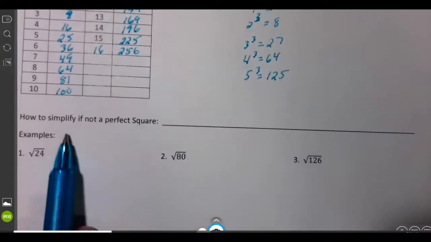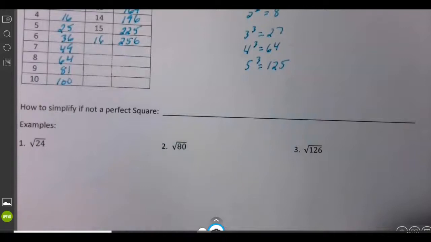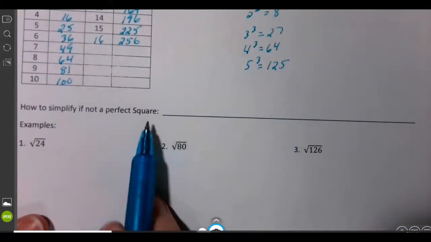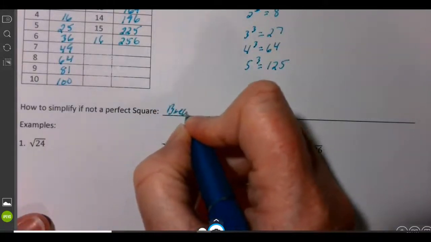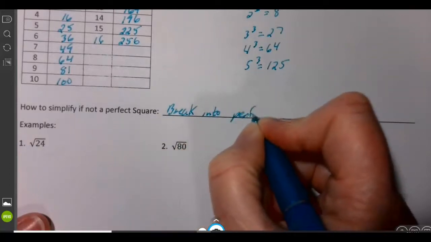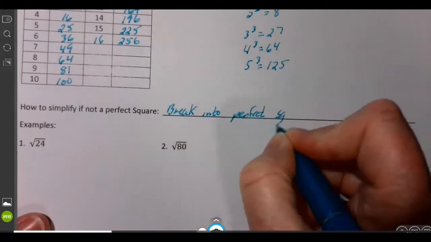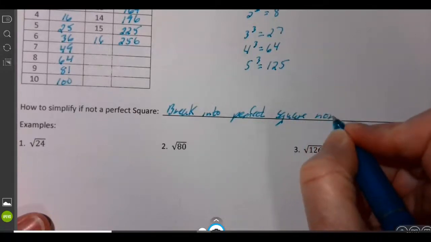Okay. How to simplify if not a perfect square. And I left this blank because it depends on how you've done it. I'm going to show you the way I did it, but there's many ways to do it. So what I use is I break into perfect square, non-perfect square.